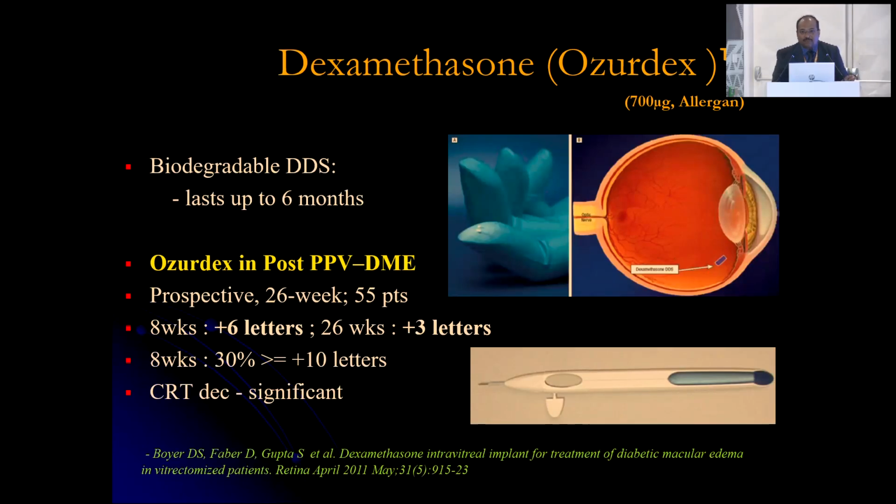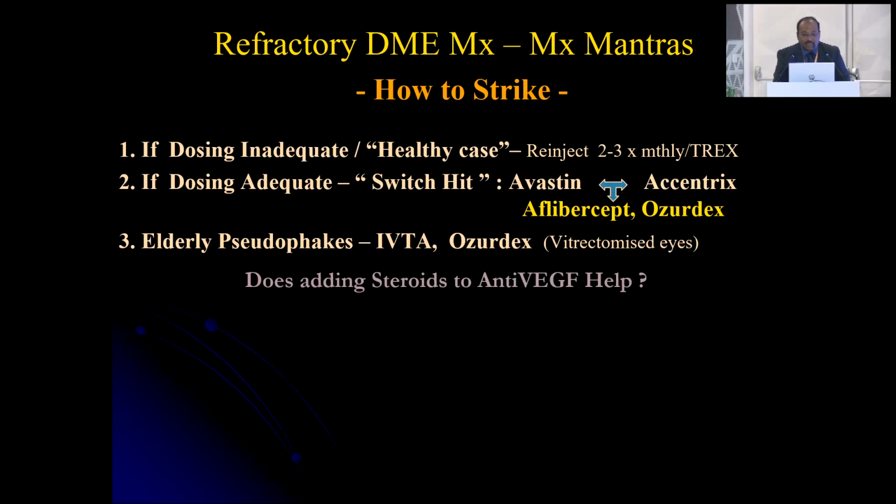So there is no other drug where the kinetics will not be changed by the lack of vitreous, like in Ozurdex. So in elderly pseudophakics, IVTA is possible. Why I say elderly is because in youngsters, the IVTA can cause a greater percentage of IOP spike. Ozurdex for vitrectomized eyes.